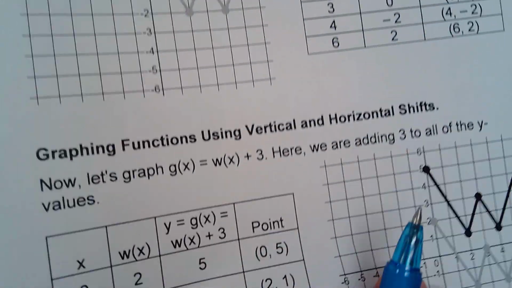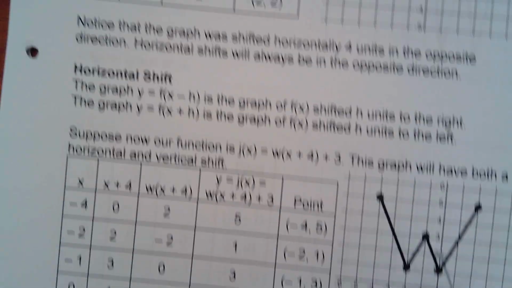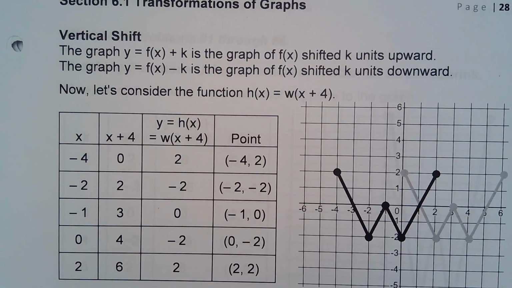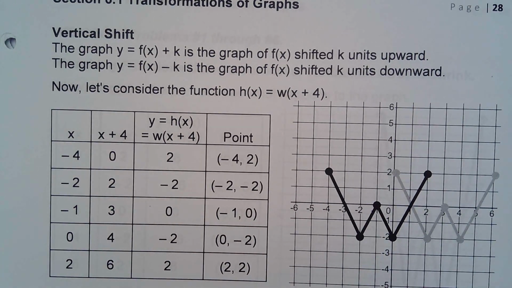So in general, the graph y equals f of x plus k is the graph of f of x shifted k units upward, and the graph of y equals f of x minus k is the graph of f of x shifted k units downward.